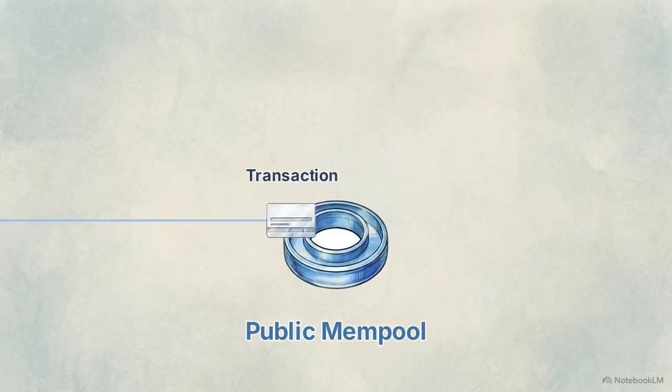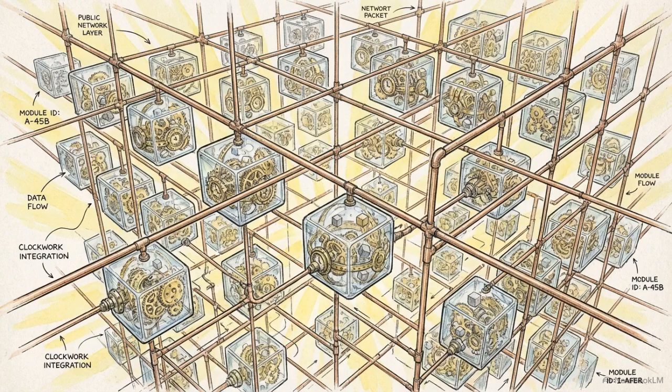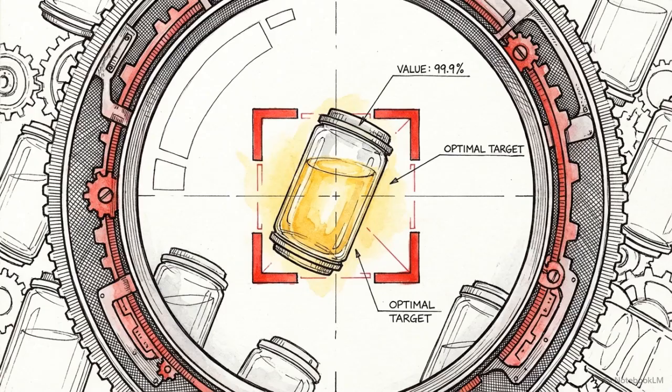Before a transaction is finalized on the ledger, it is broadcast to the mempool. The mempool is a public database where pending transactions wait to be included in a block by a validator. While these transactions sit in the mempool, automated programs called searcher bots scan the data. They are looking for specific, high-value trades that they can use to their advantage.